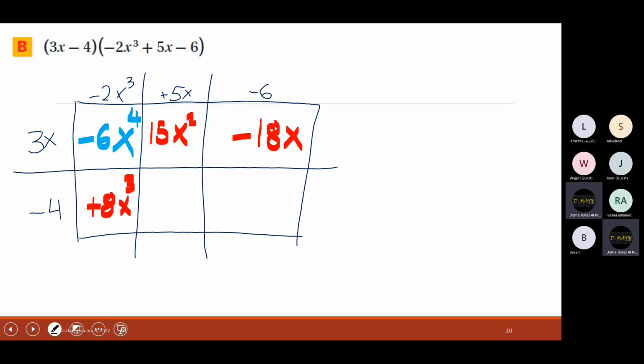Negative 4 times 5. You don't add them, you multiply them. How did you multiply here? If you say negative 2 times negative 4, you get positive 8. Here is the same. Positive 5 times negative 4 is negative 20x. We have to multiply them. The third one now, negative 6 times negative 4.